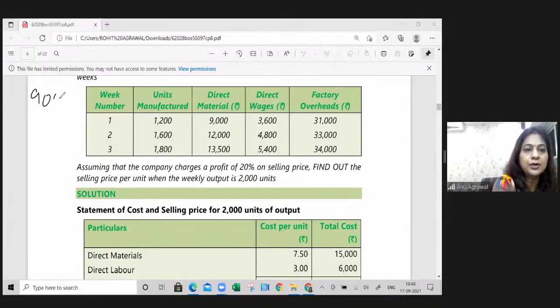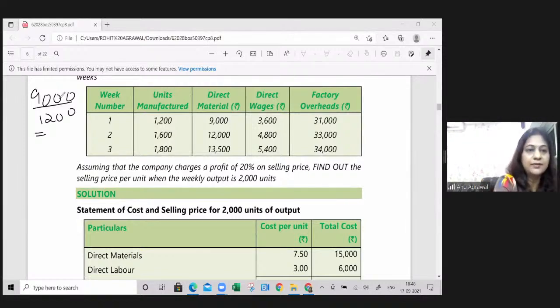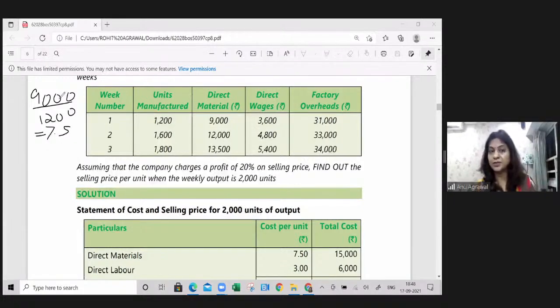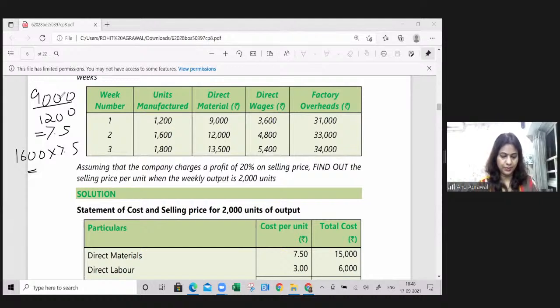9,000 is the material cost divided by 1,200. Let us see how much does it come out to be. 9,000 divided by 1,200, 7.5. Let us check, does the material cost remain the same? If you produce 1,600 units and the material cost is 7.5, then it should come out to be 12,000. Let us check it out. 1,600 units into 7.5. Yes, it does come out to be 12,000.